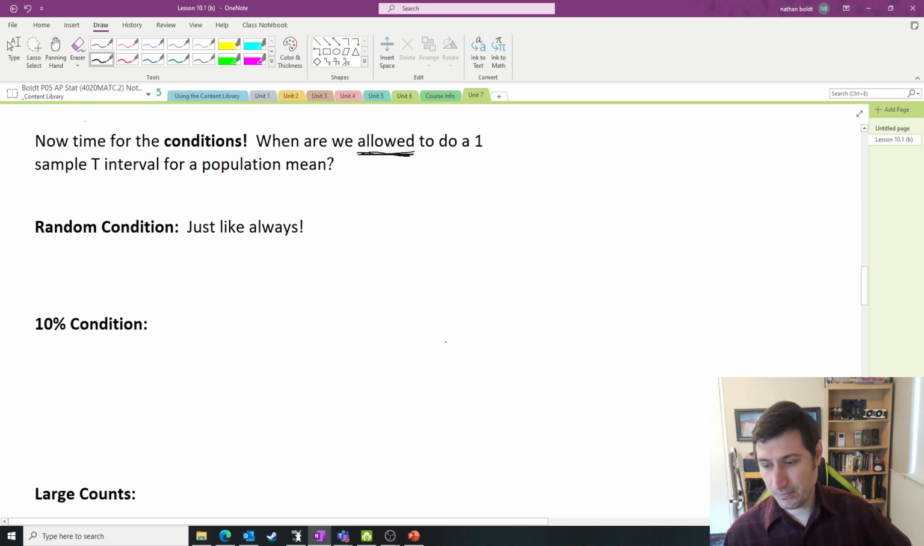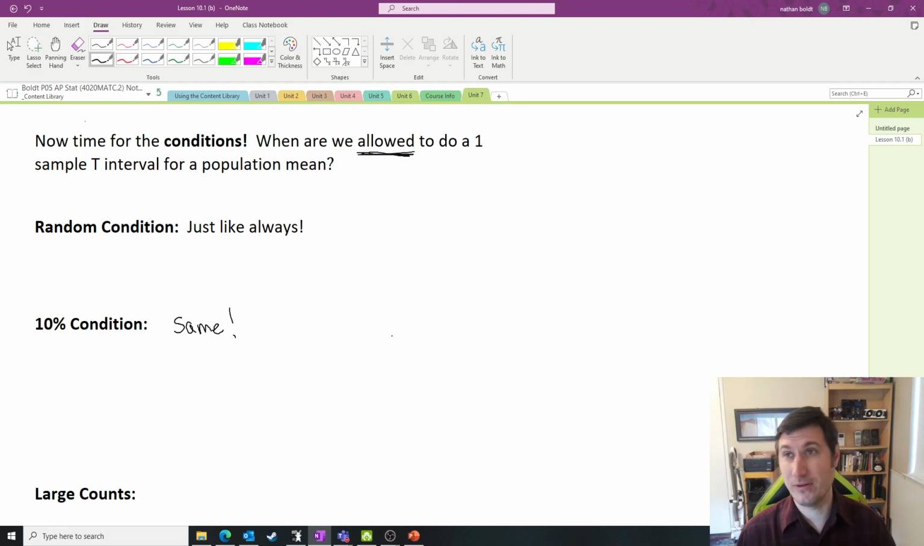So, thankfully, the 3 conditions are the same. First, the random condition. Same as always. Okay, you have to have a random sample. Then, the 10% condition. Just like always. Okay, we have to sample less than 10% of our population. That's also the same. No difference.